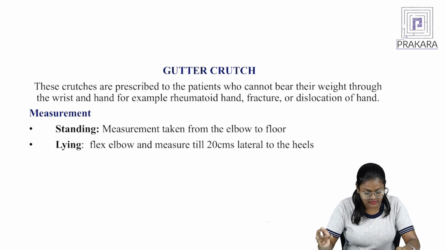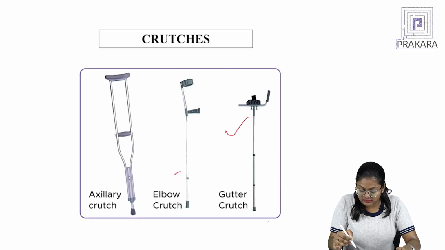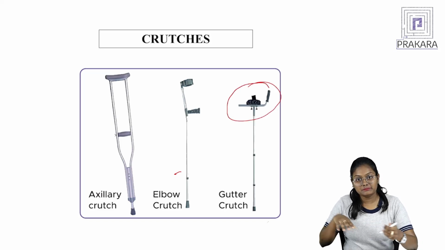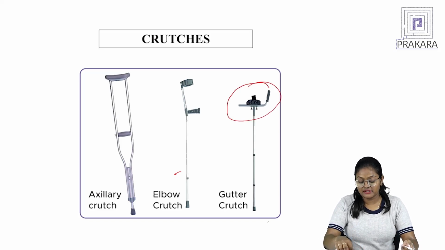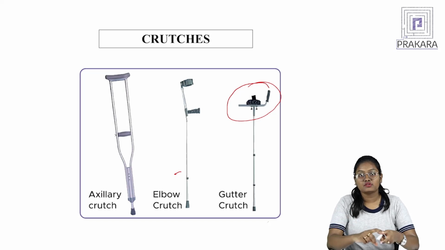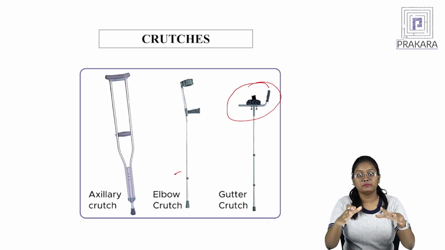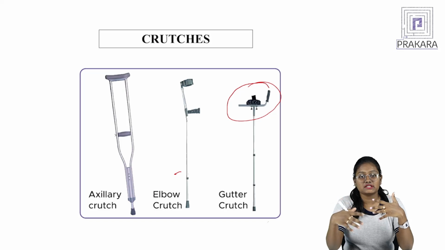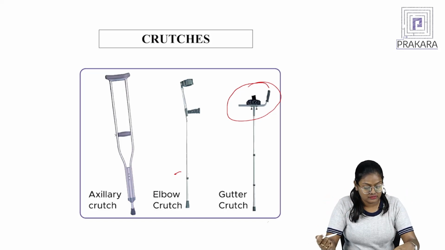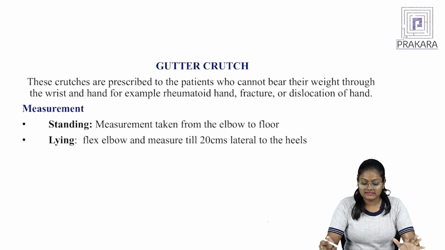If you see the image, this is the gutter crutch. As you can see here, this is the hand pad. The patient places the hand on the hand pad and holds the hand grip. In that way, a lot of weight is not borne on the hands, so the patient doesn't feel a lot of pain. Okay, so that is the gutter crutch, and the measurement can be done in standing position and lying position.